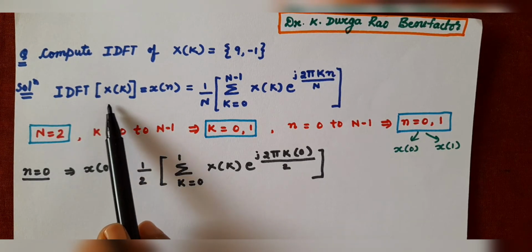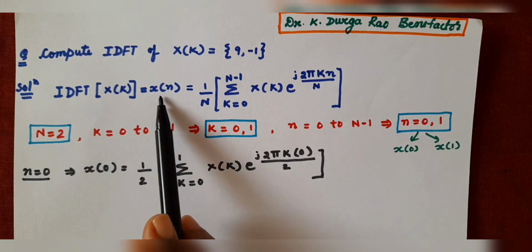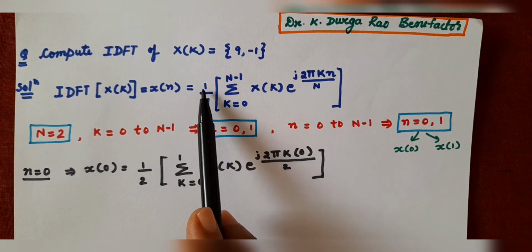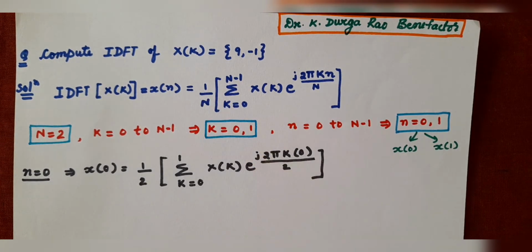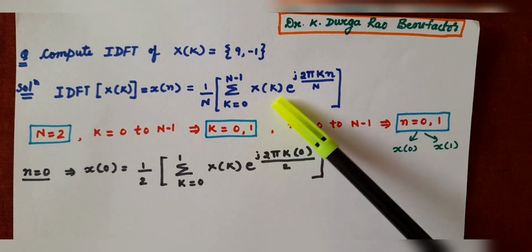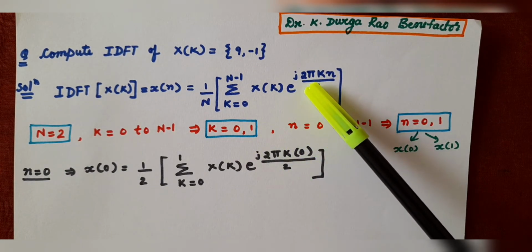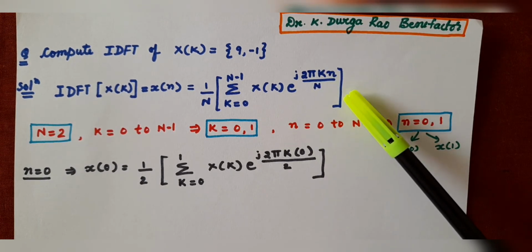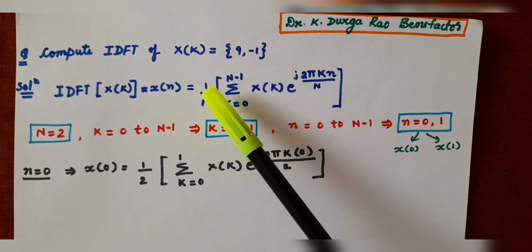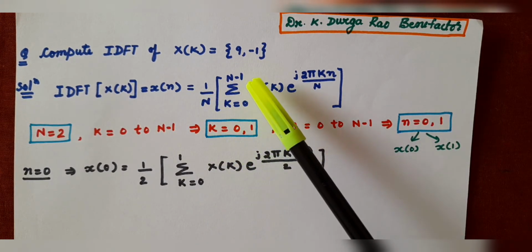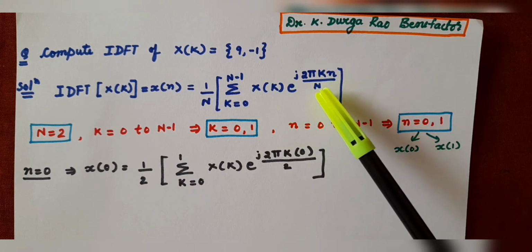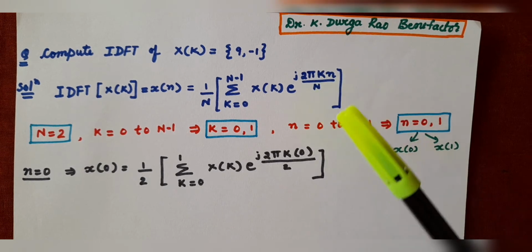IDFT of capital X of k will give small x of n. Small x of n is what? A time domain sequence, a discrete time sequence. Its formula is 1 by capital N, summation k is equal to 0 to n minus 1, X of k e to the power of j 2 pi k n by capital N. This is the IDFT formula.